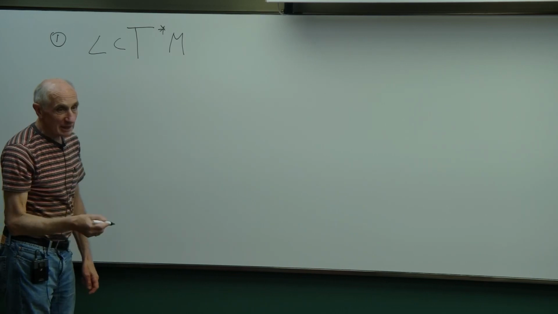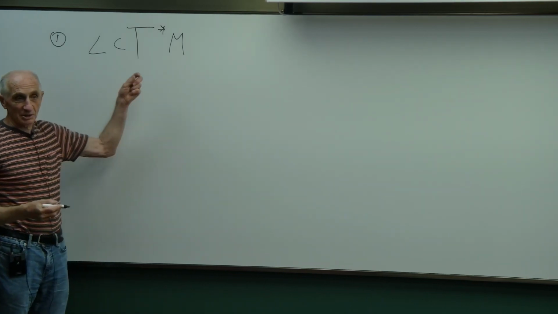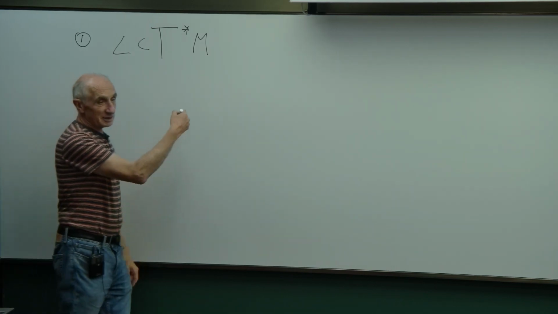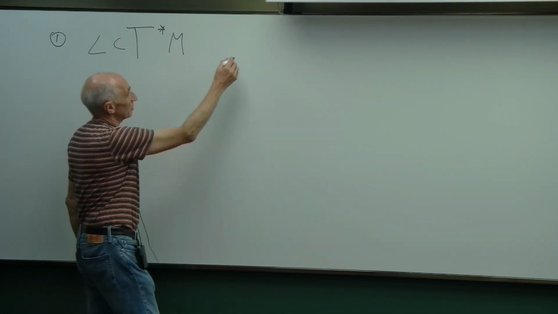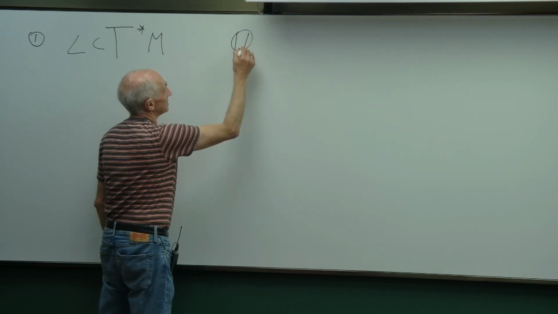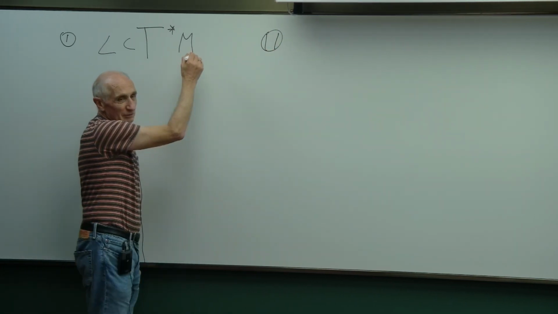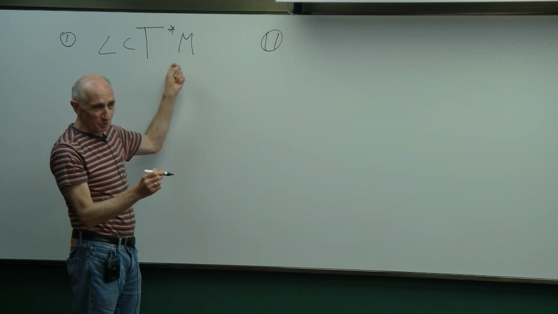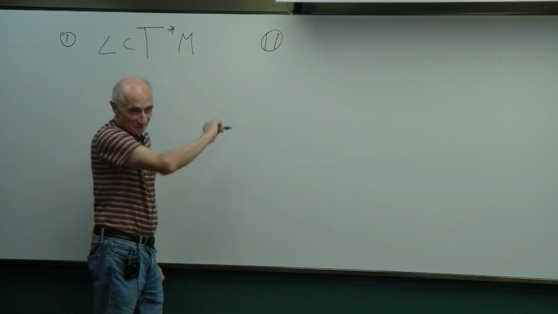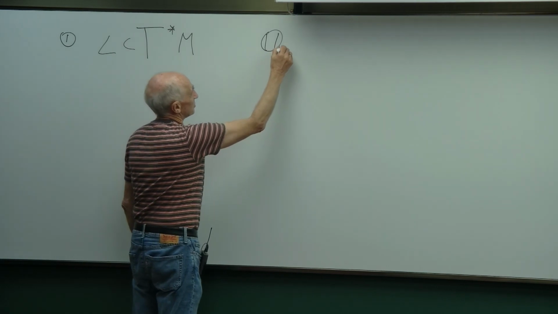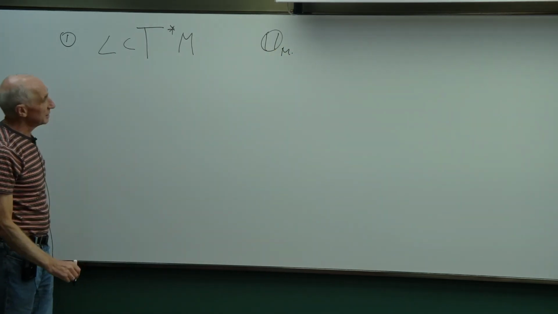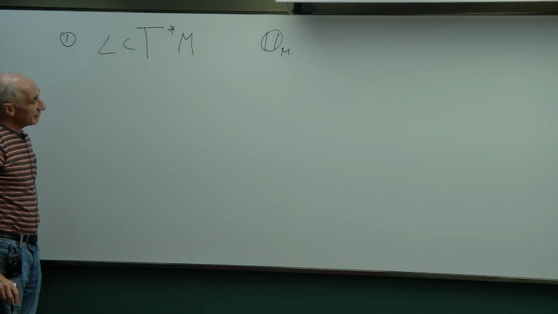So what, in general, are Lagrangian submanifolds in a cotangent bundle? Of course there is the zero section. I was writing letter n yesterday, but let me switch to m. So 0_M is the zero section in this manifold.